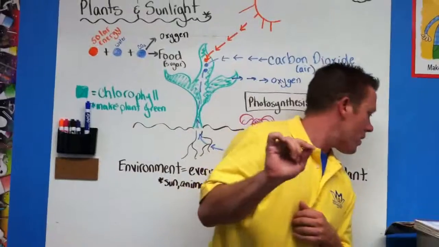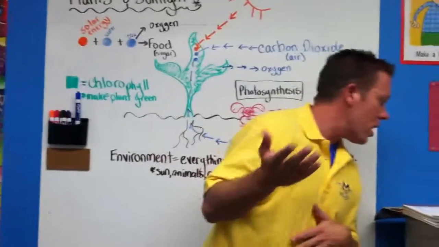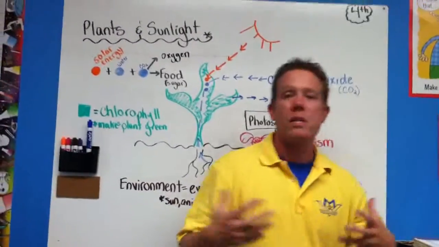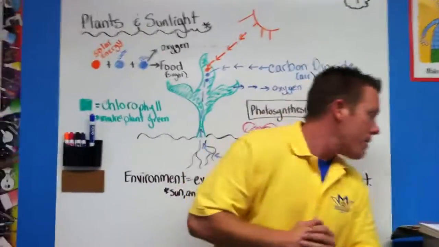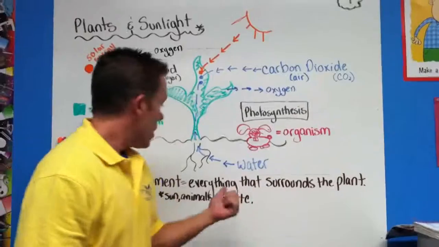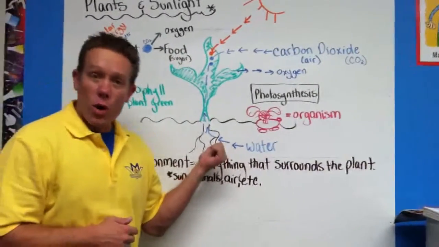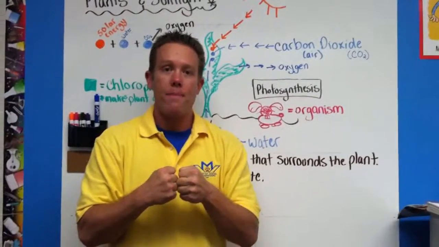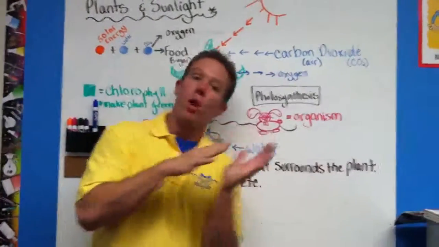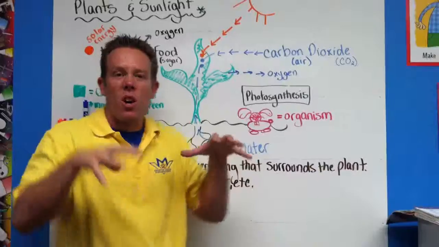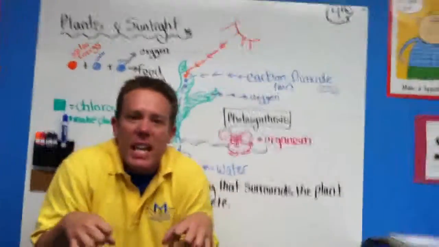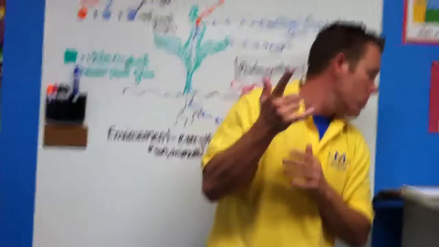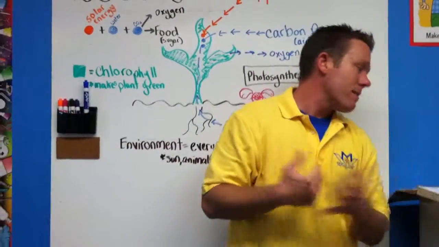Let me see if there is anything else you need to know. We talked about environment, we talked about oxygen, we talked about carbon dioxide. Oh, roots. You also need to know that roots of a plant, that's what anchors the plant down. Okay? That's what keeps the plant from blowing over. These roots are digging into the ground, and it keeps the plant strong and anchored. All right? So you definitely need to know that.